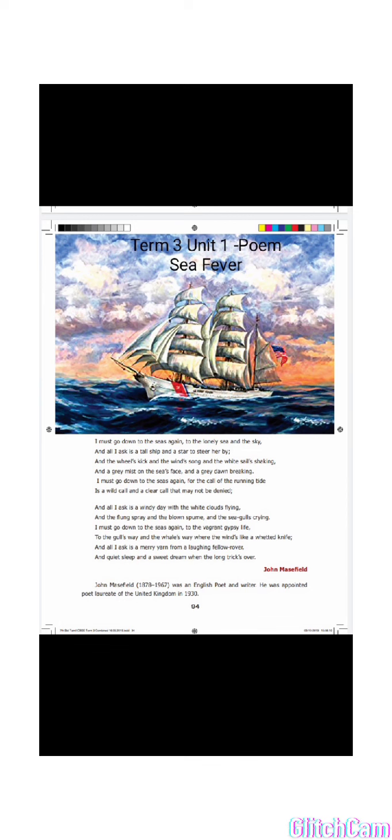Already we learned the Term 3, Unit 1 poem, Sea Fever. This poem is a memory poem. It's a memoriter, so please memorize all the lines of this poem. Already we discussed that the themes of this poem are adventure and memories.